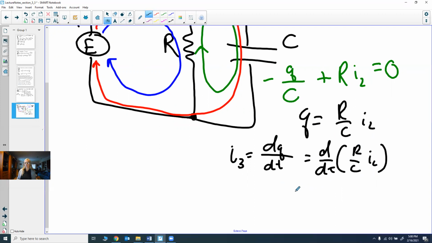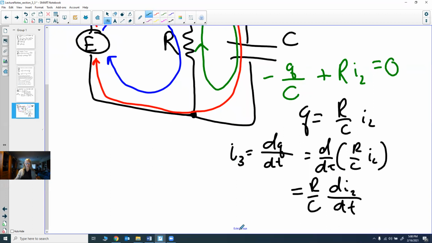Well, R and C are both constants, so they can come out of your derivative. I is not. I is changing. Your current changes because we lose some of it going through different pieces. We have some voltage changing happening. So your current is changing. So it's not a constant, so it is going to have a derivative. So di2 dt. That's what I3 is equal to.